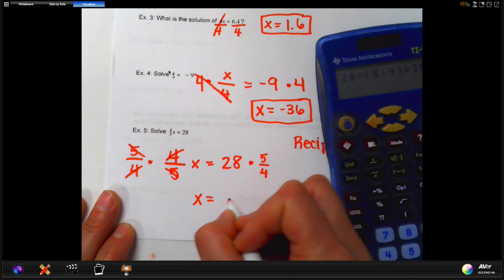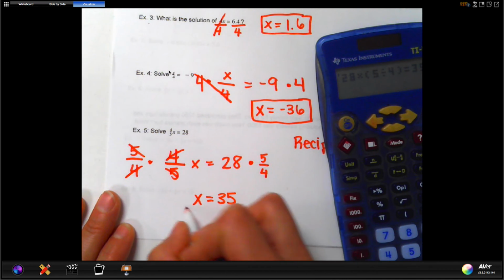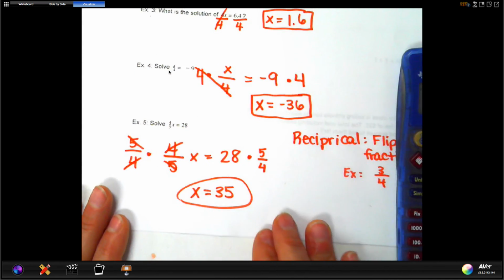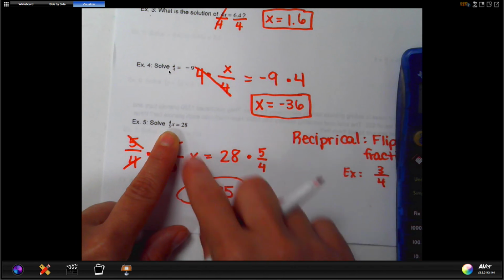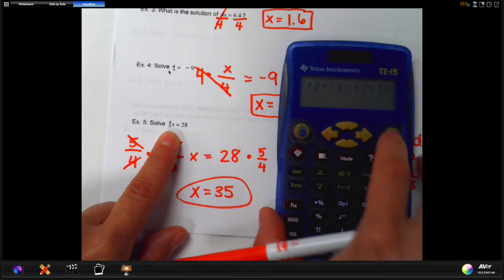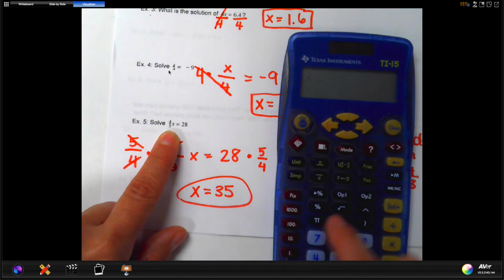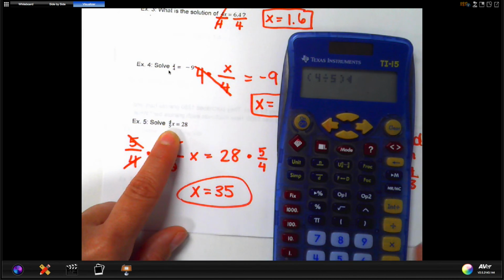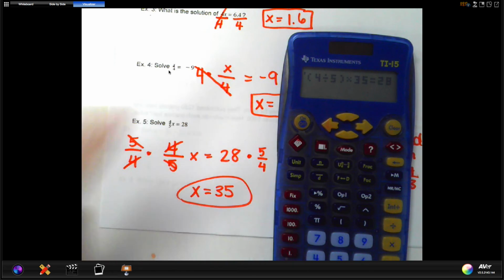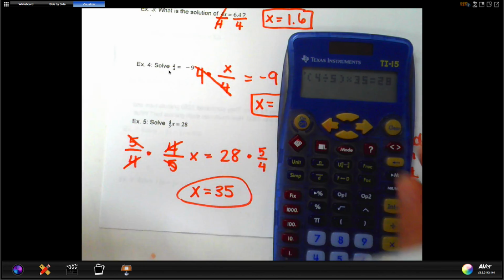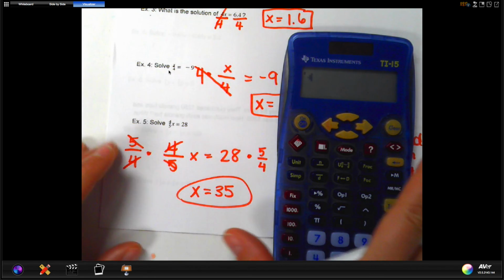x equals 35. Now, in all of these, something to point out is you can check your answers by putting it back in. So 4/5, 4 divided by 5, times what we got, which was 35. This should equal 28 if we're correct. And it does. And so that's how you can check your answer, by putting the number that you got back in for x and making sure that the equation works.